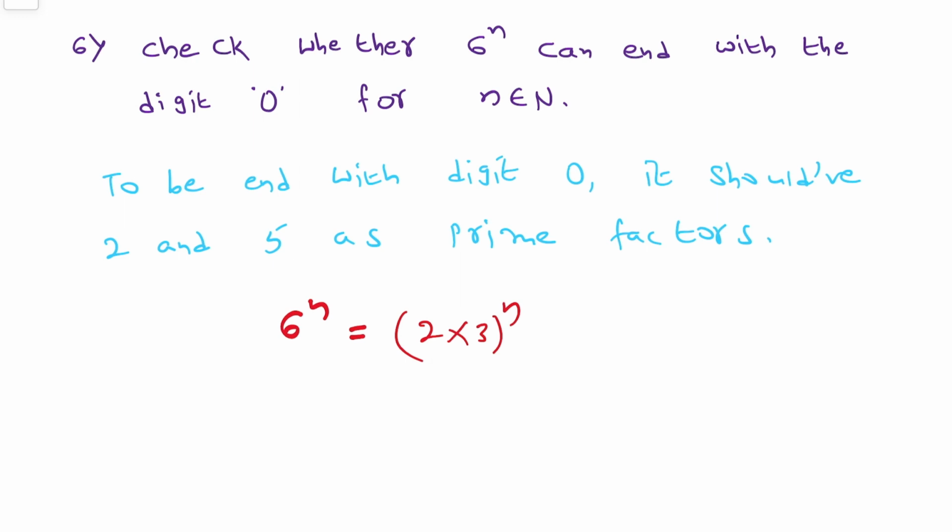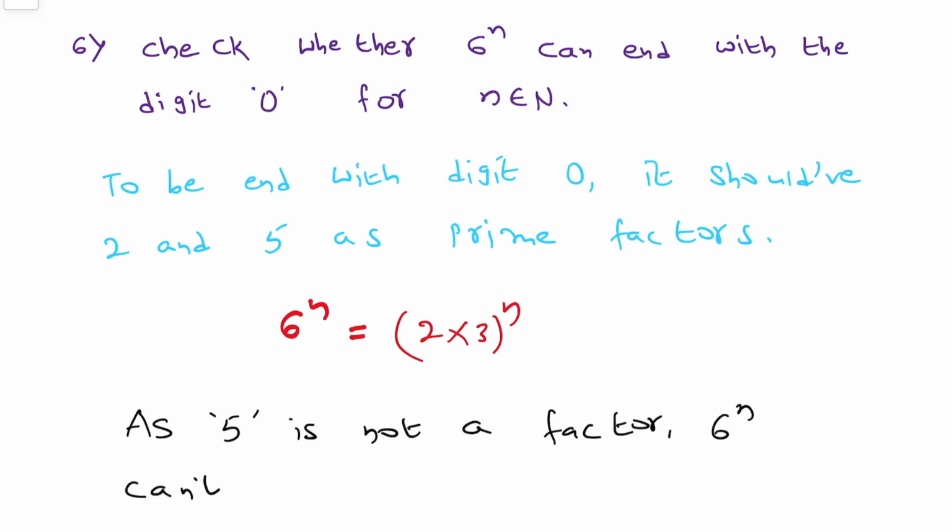So the same we will write as: 5 is not a factor, because 2 and 5 both should be there, right? So 2 is there already, but 5 is missing. So as 5 is not a factor, 6 power n cannot end with digit 0.